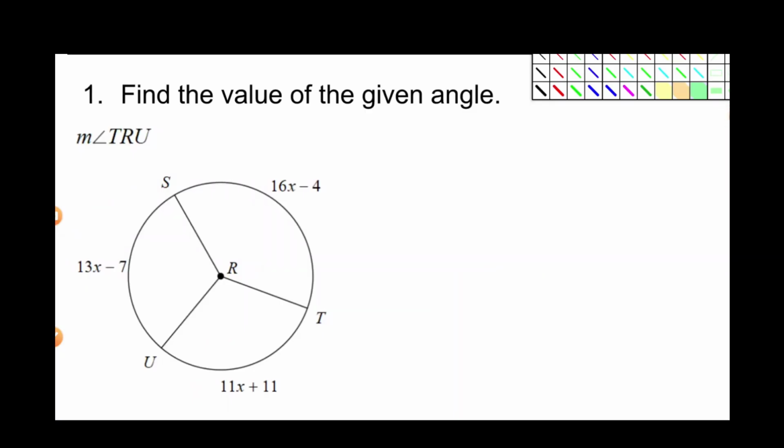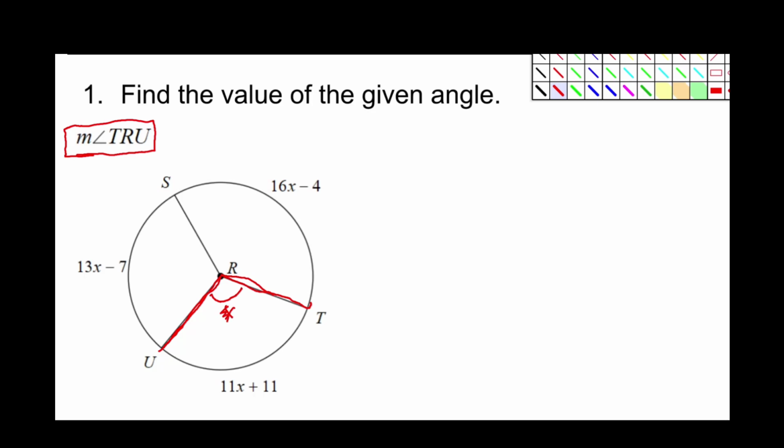Favorite problems, because this is going to start helping us get into proofs, these kind of problems. So it says find the value of the given angle. What we're looking for is the measure of angle TRU. I'm going to outline that. TRU is this angle, so I should have started with T. Start with T, go to R, and then go to U. So this is the angle we're looking for. We want to know, what is this?